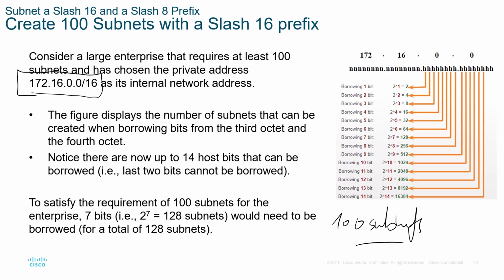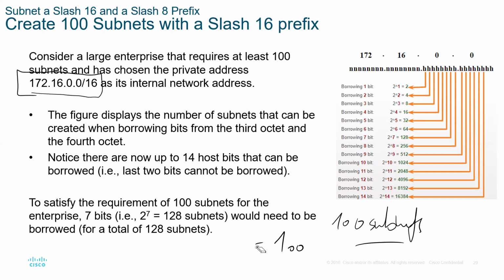I can do simple math. 2 to the power of n is equal to 100. What is my n? If I say 2 to the power of 5, that is 32, 2 to the power of 6, let me see what becomes my n. The answer is right there: 2 to the power of 7.